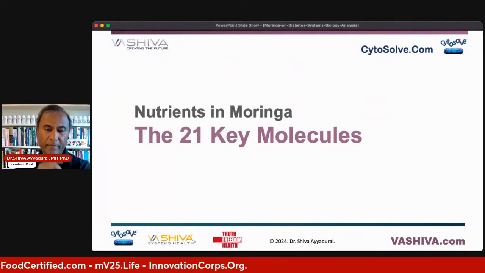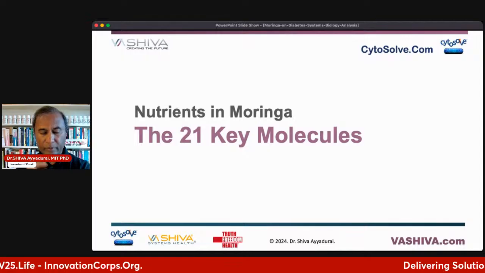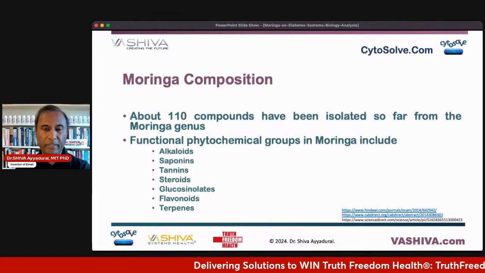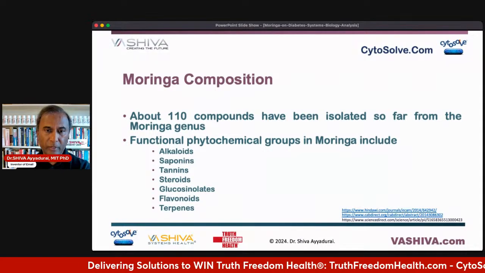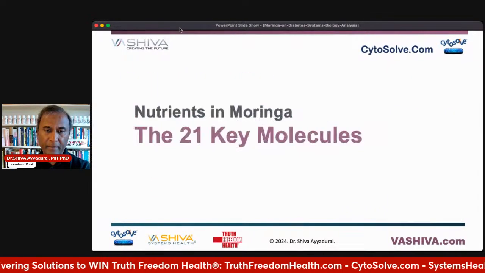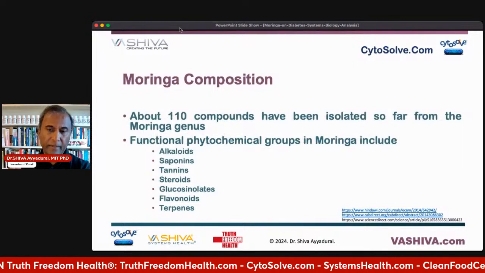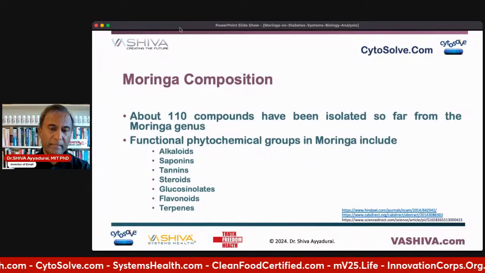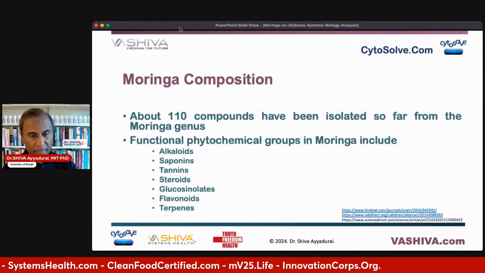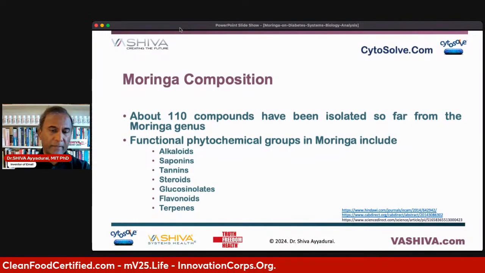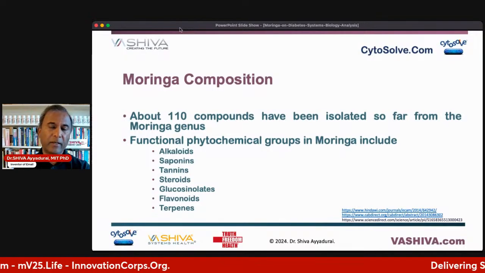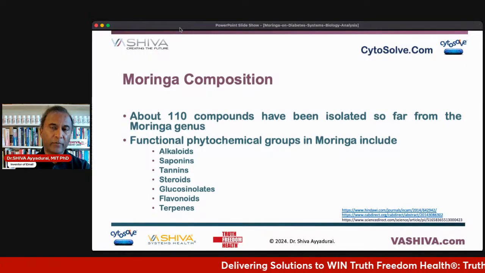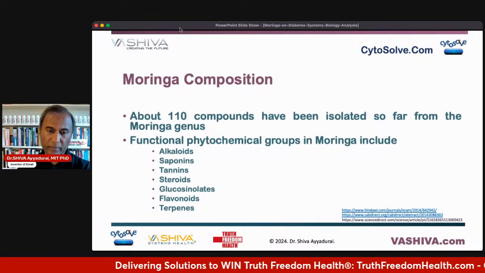And what we uncovered using Cytosolve is that Moringa, when you look at it in aggregate, has about 110 compounds overall, but 21 have been very well studied. And you notice that it has various types of compounds: alkaloids, saponins, tannins, steroids even, glucosinolates, flavonoids, and terpenes. So these are classes of compounds. And if you know a little bit about these classes, they're very powerful classes of compounds. And Moringa has all of these.